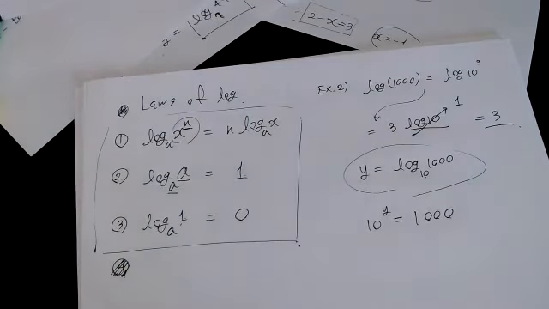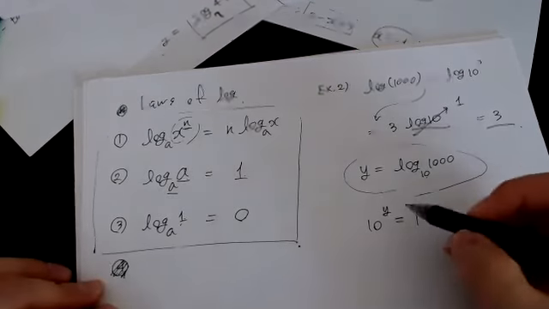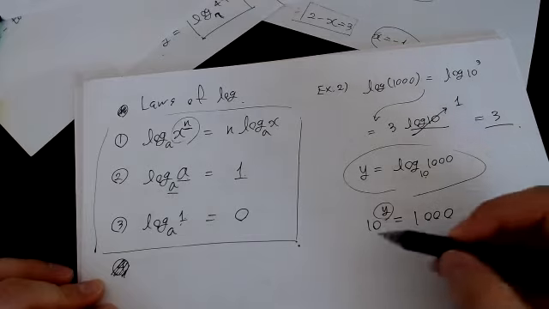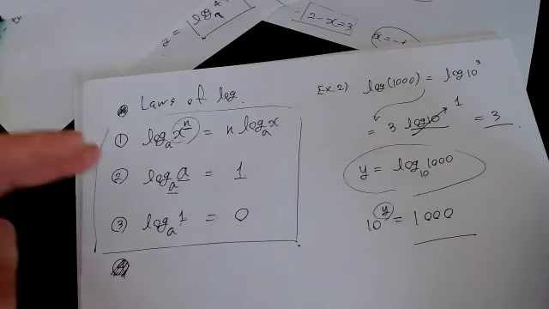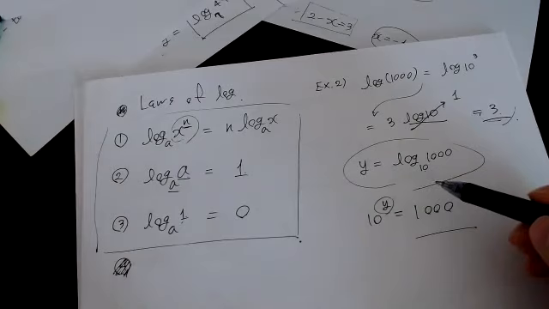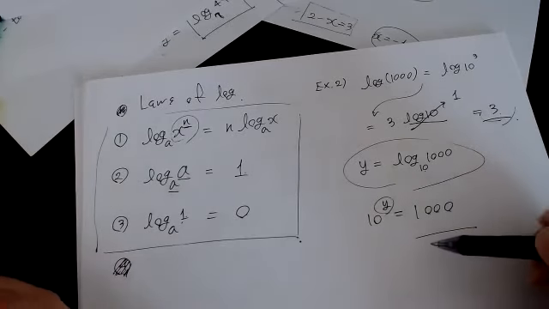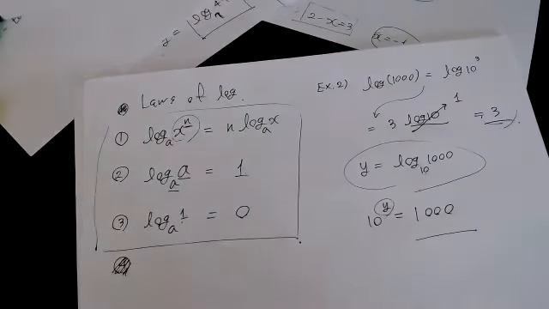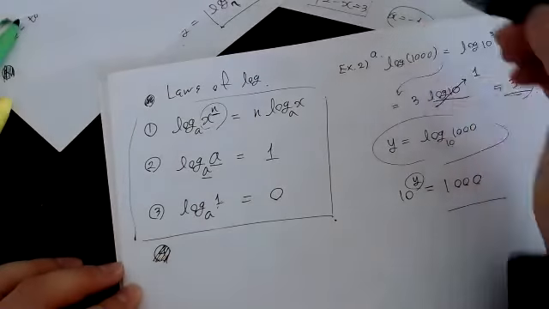Let me tell you this. You should be really familiar with converting back and forth, rewriting log expressions as exponential expressions and exponential expressions as log expressions. You should know this. So now you can see that y must be 3, right? Because 10 to the third power is 1000. Either one is just fine: using the log to get 3, or rewriting the log expression and figuring out the exponent. So that's part A, and then B.